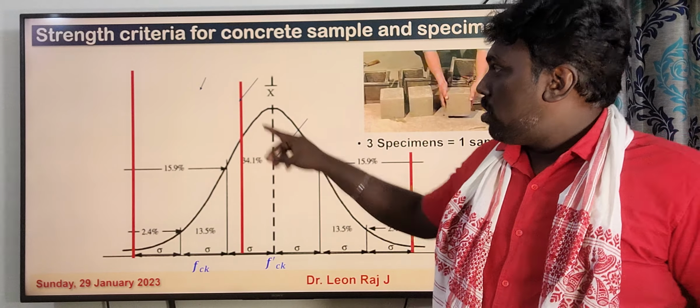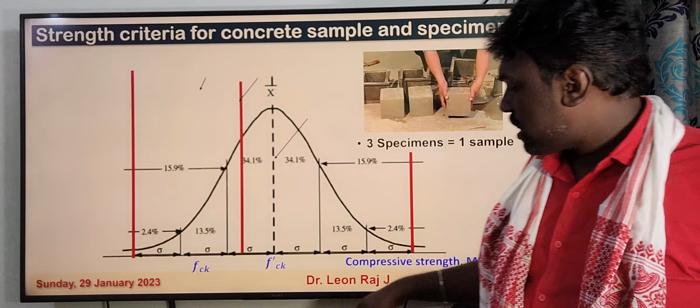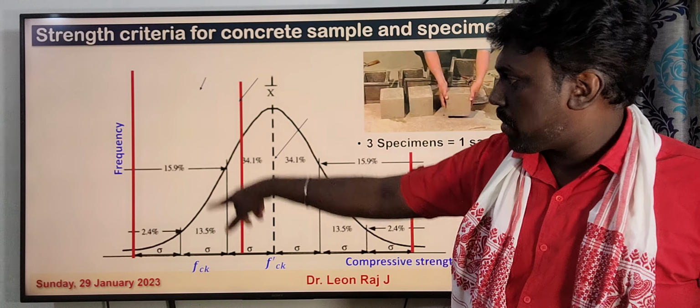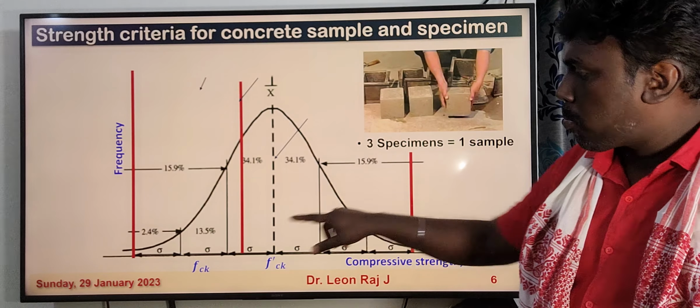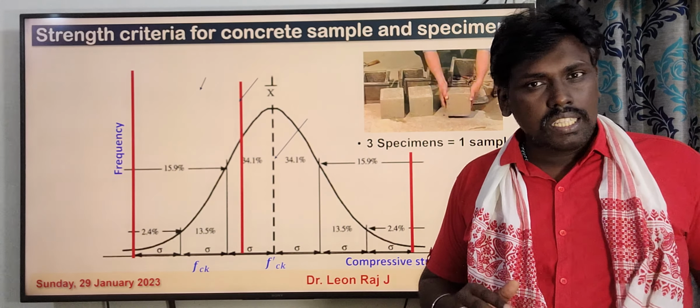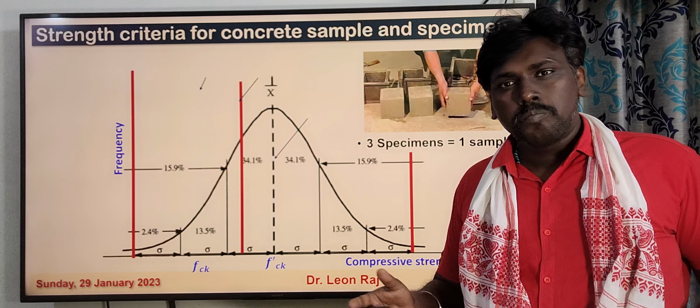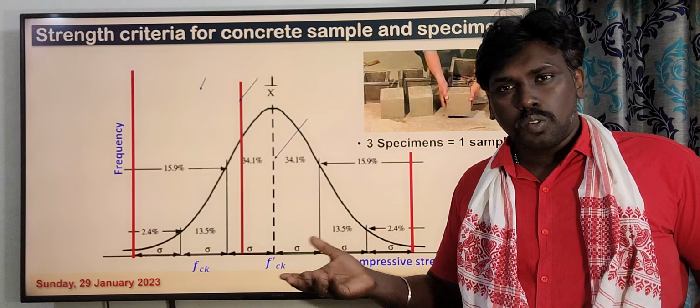These are three specimens; 3 specimens equal 1 sample. The x-axis is compressive strength and the y-axis is frequency. This is a probability distribution curve. How to draw this curve using the data points available with you, I explained in the previous video. You can refer to my YouTube channel; I will post the link in the description.